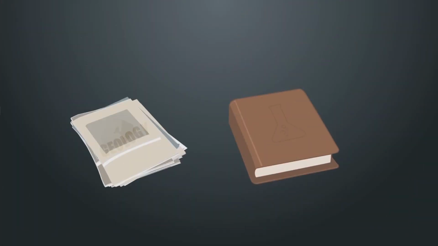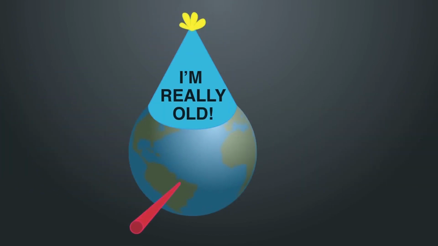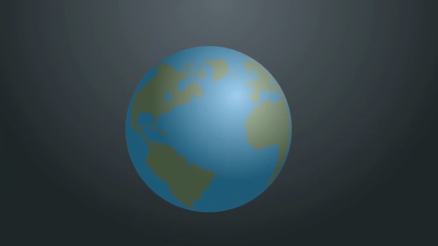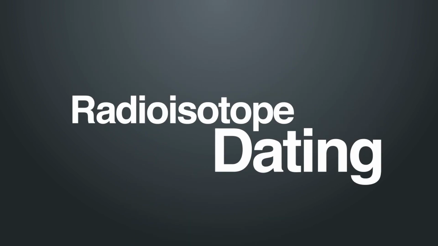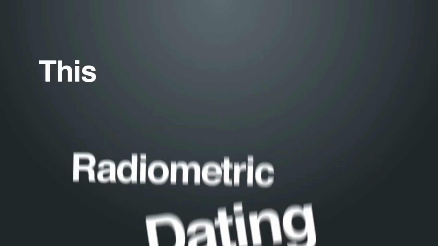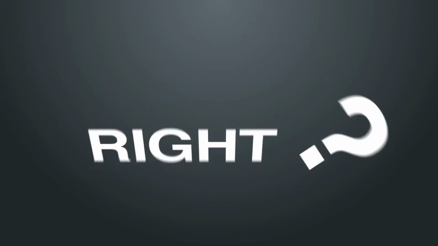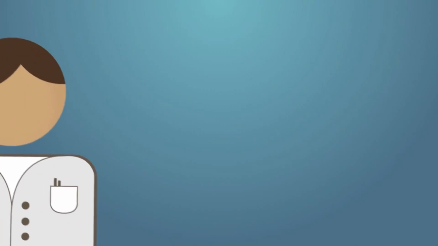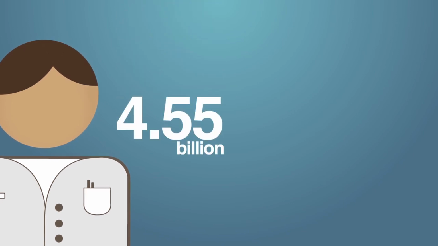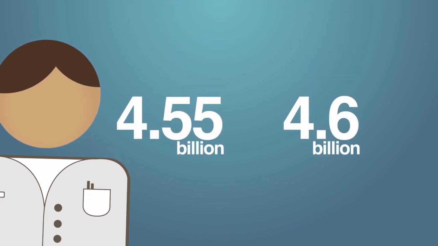Nearly every textbook and science magazine teaches that the Earth is billions of years old, and the primary dating method used for determining this is what is called radioisotope dating, or radiometric dating. Now, this is a reliable method for measuring absolute ages of rocks and the age of the Earth, right? First off, many scientists now regard the age of the Earth to be between 4.55 and 4.6 billion years old.